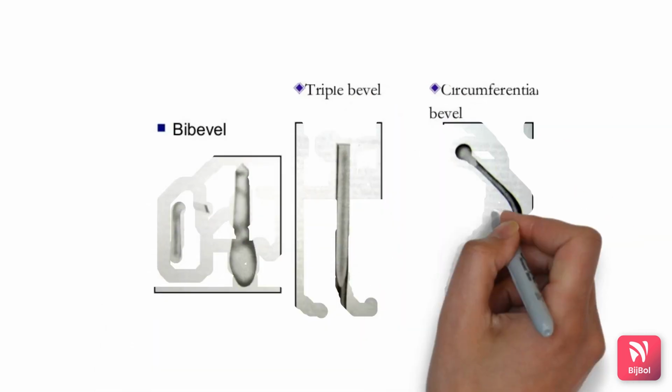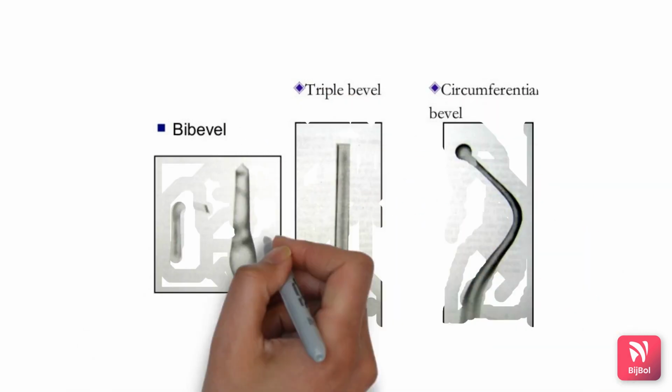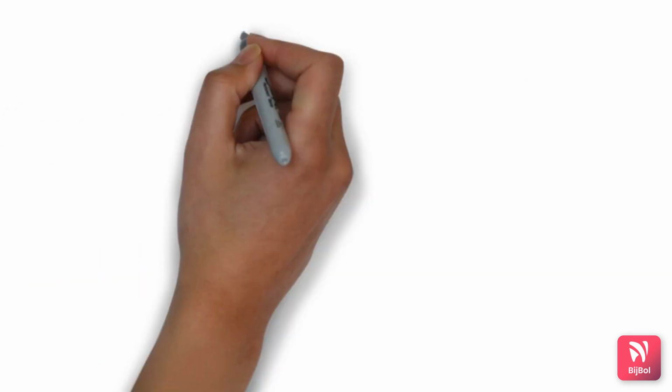Now we'll see different bevels, that is bibevel, triple bevel and the circumferential bevel. The bibeveled instrument is when the blade of an instrument has two bevels on opposing sides which meet together to form the cutting edge. Whereas a triple bevel is when the blade of an instrument is beveled at the end as well as along its lateral surface. And the circumferentially beveled instrument is the double planed instrument like a spoon excavator.